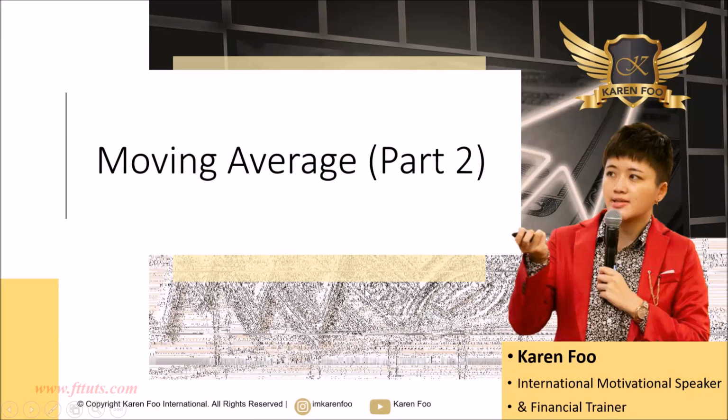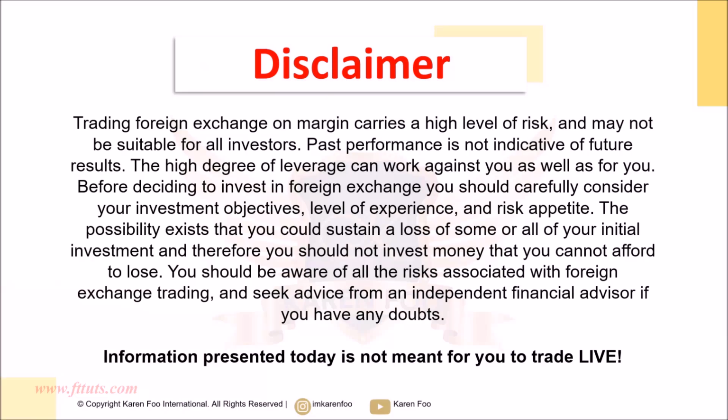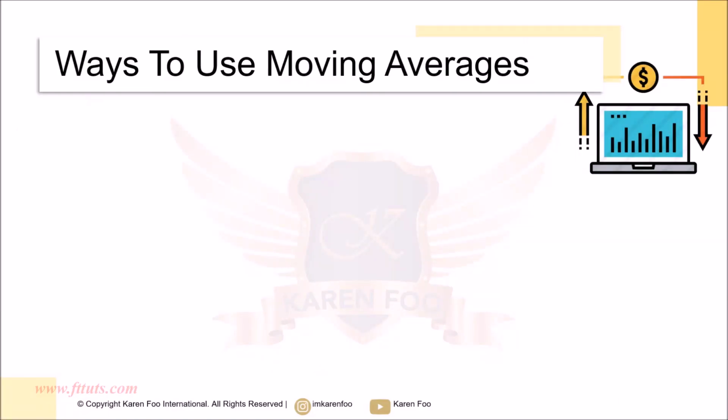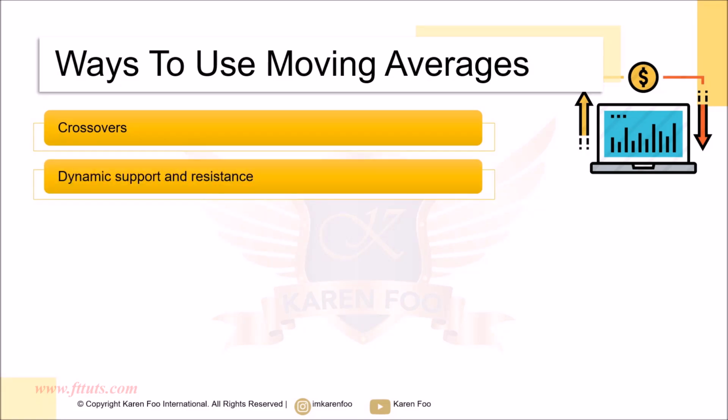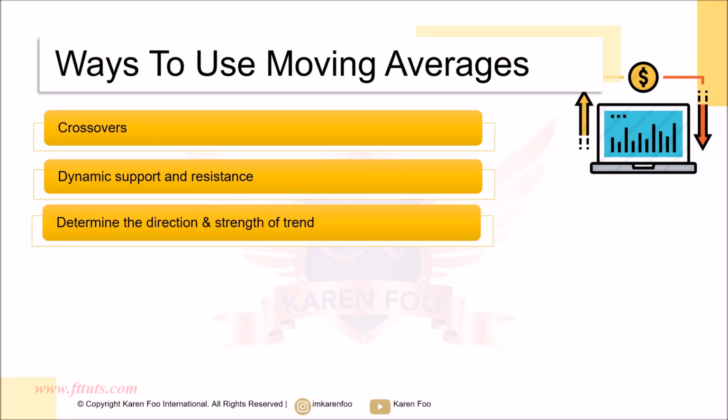Okay, welcome to this lesson on moving average. Again, this is part 2. Okay, so some of the ways to use moving averages. The first one is a crossover. Second way you can use it is as a dynamic support and resistance. Third way is to determine the direction and strength of trend.